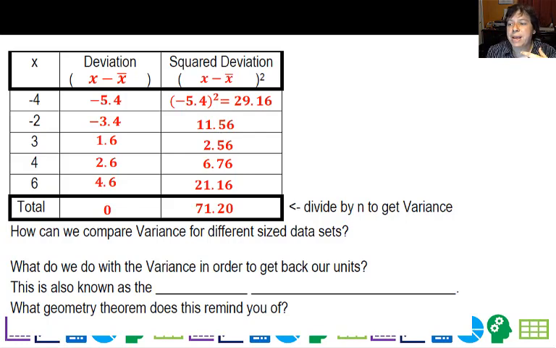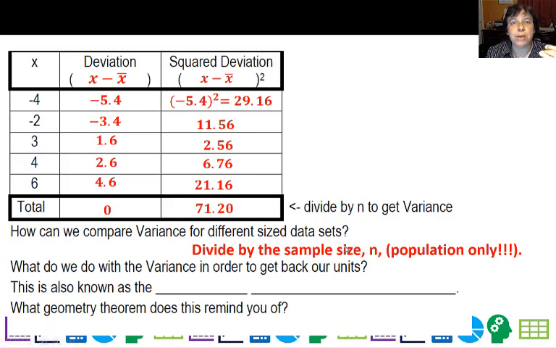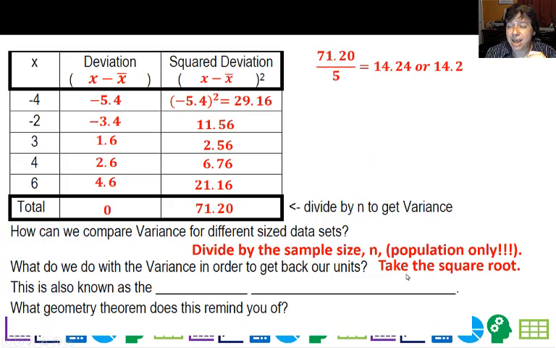Well, we could divide by n. That would give us the average squared deviation. Now, this is only for populations. We actually make an adjustment for samples, so pay attention. If I take this 71.20 and divide by 5, I get 14.24. Then I'm going to take the square root to get us back into the original units, because 14.24, even though it makes a little more sense with this set of data, is still big, and the reason is because it's squared.